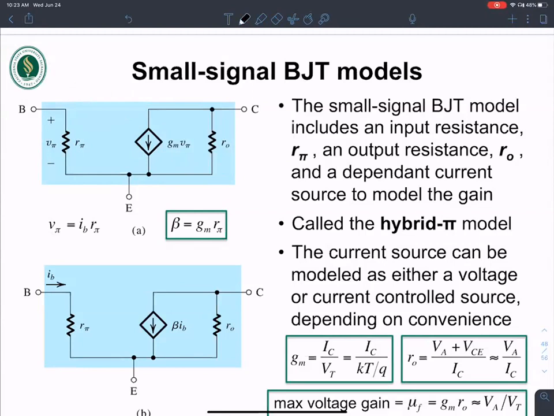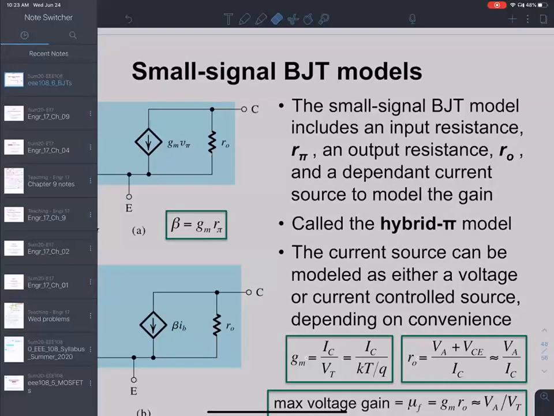Where is this resistance coming from? This resistance is coming from the fact that this is a forward biased diode, a forward biased diode with a potential of 0.7. If you remember, go back to diodes. If I go back to diodes, let's see.